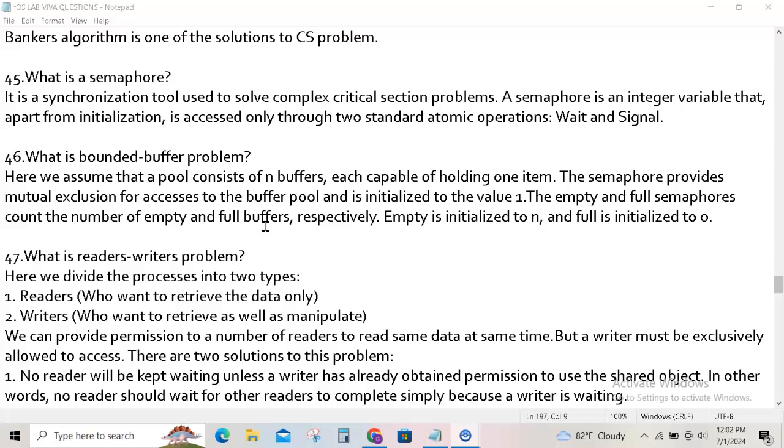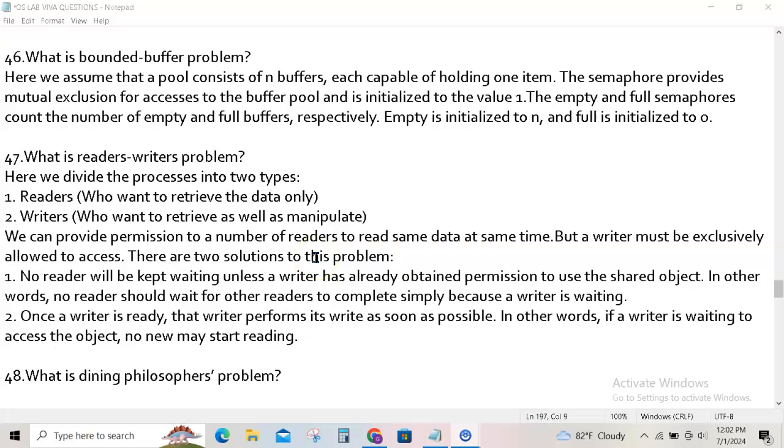What is the readers-writers problem? In the readers-writers problem, we have two types: readers and writers. Readers are those who want to retrieve the data. Writers are those who read as well as write; they retrieve as well as manipulate data. We have to provide permission to a number of readers to read the same data at the same time. That is, multiple readers can read at the same time, but only one writer should write at a time.